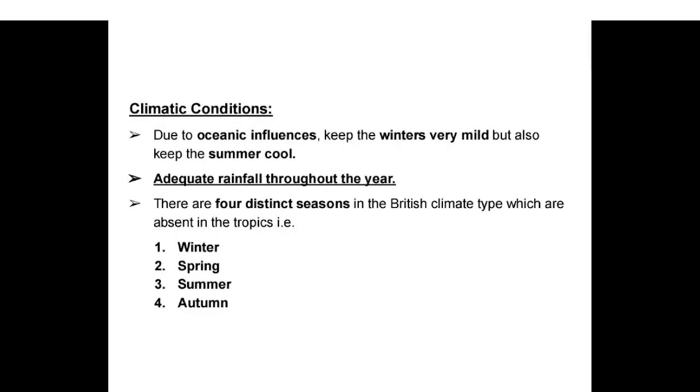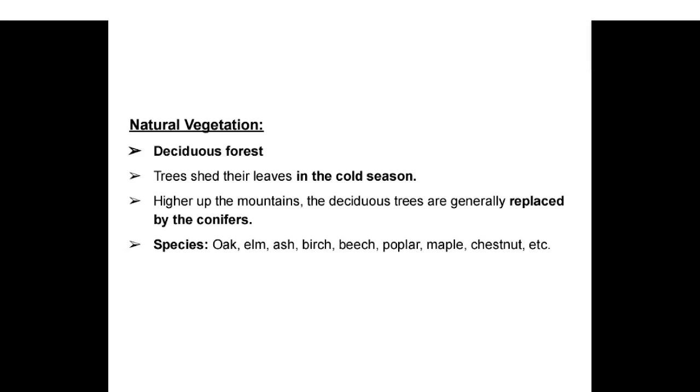Climatic conditions. Due to the oceanic influences, the winters are very mild and the summers are cool. Adequate rainfall throughout the year. There are four distinct seasons in the British climate type which are absent in the tropics, that is winter, spring, summer and autumn.